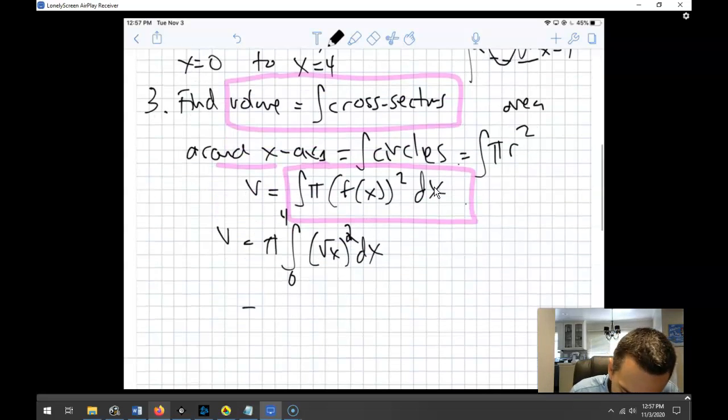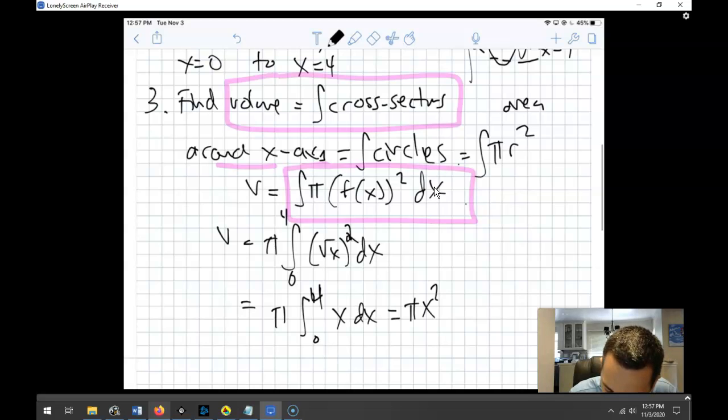Okay, and in this case, we have pi times the integral from 0 to 4. Root x squared is just x, which is kind of nice, so that goes to pi times x squared over 2, going from 0 to 4. So when I plug in the 4, I'm going to get 4 squared over 2, so I get pi times 8 minus 0, so I get a volume of 8 pi.